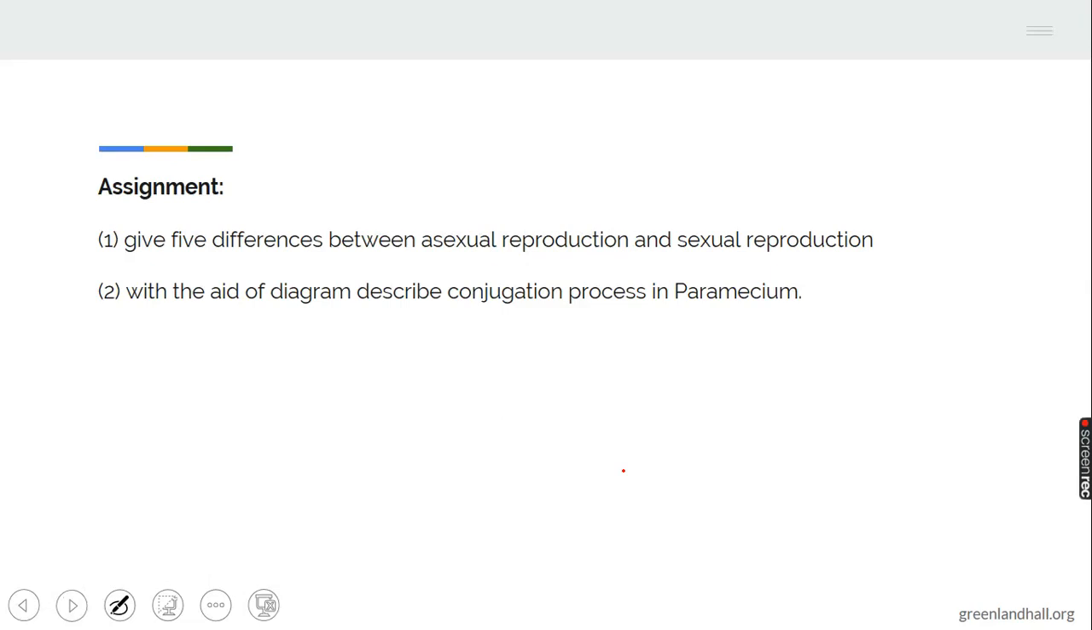Number 2, with the aid of a diagram, describe the conjugation process in paramecium. That means you have to study that diagram very well, stage by stage, and be able to describe it perfectly. Your diagram must be perfectly drawn. Is that clear? Do we have questions on this before we go?